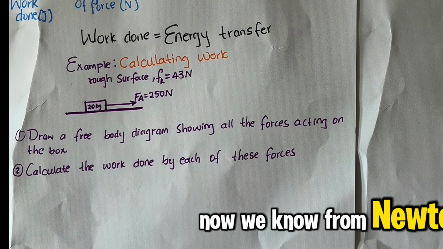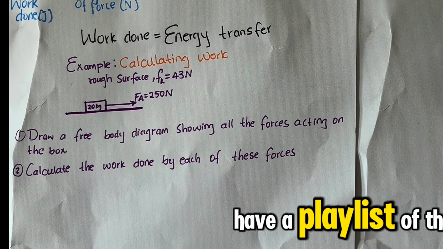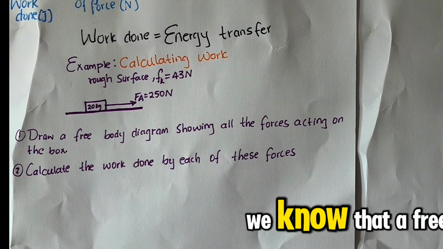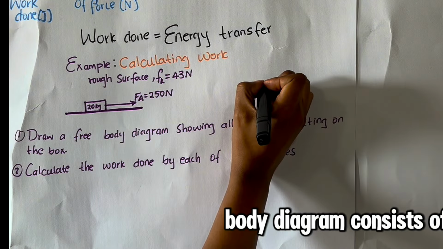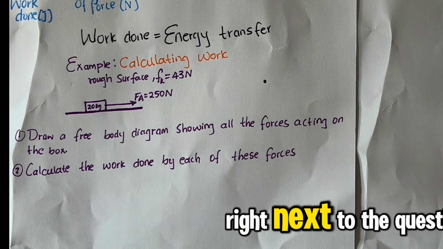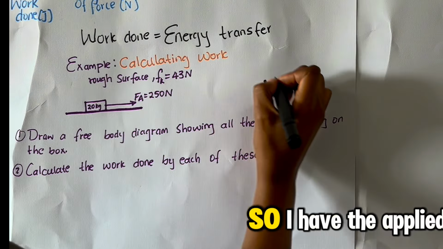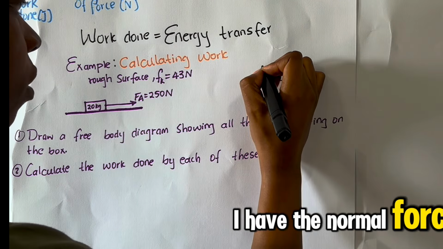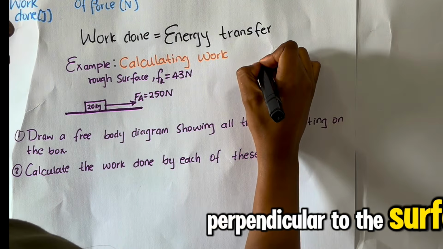Now, we know from Newton's laws, which, by the way, I have a playlist of, how to draw a free body diagram. We know that a free body diagram consists of a dot. I'm just going to draw it here so that we can refer to it right next to the question. I have the applied force going to the right. I have the normal force perpendicular to the surface.